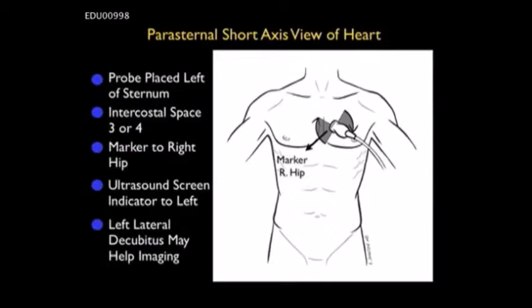Now that's with a caveat that the ultrasound screen indicator dot is positioned to the left of the screen. Again, moving the patient into left lateral decubitus position may help imaging from this parasternal short axis view.